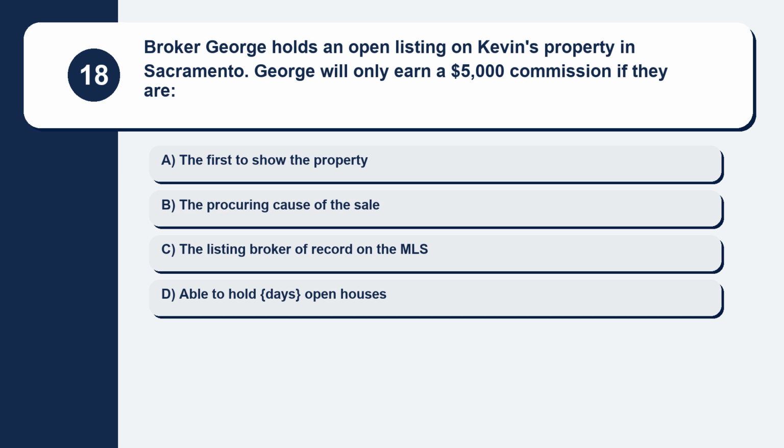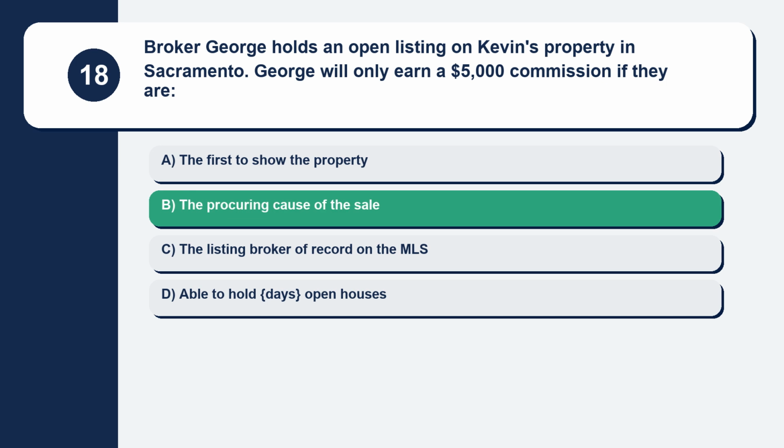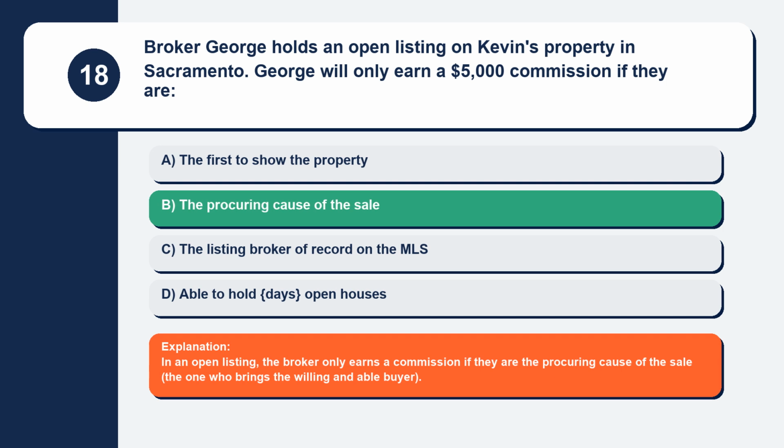Question 18. Broker George holds an open listing on Kevin's property in Sacramento. George will only earn a $5,000 commission if they are. Here are your options. Option A, the first to show the property. Option B, the procuring cause of the sale. Option C, the listing broker of record on the MLS. Option D, able to hold open houses. The correct answer is option B, the procuring cause of the sale. Explanation: in an open listing, the broker only earns a commission if they are the procuring cause of the sale, the one who brings the willing and able buyer.